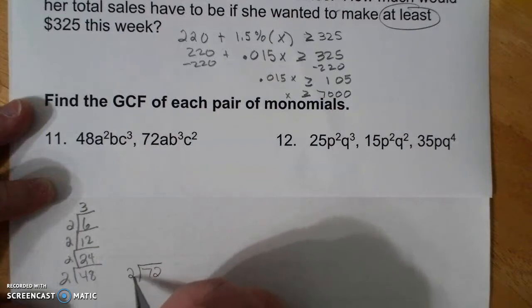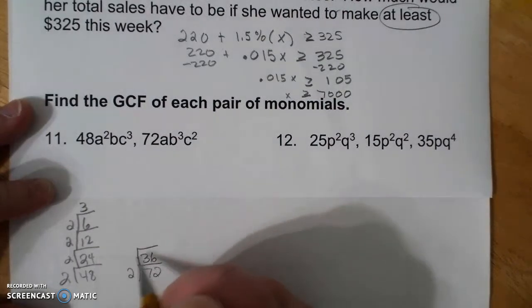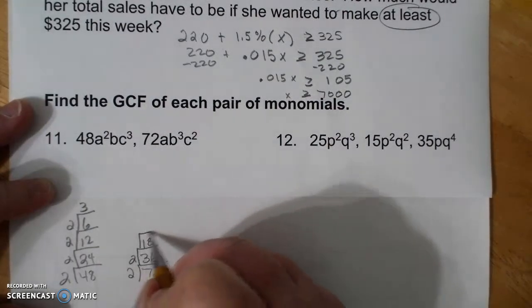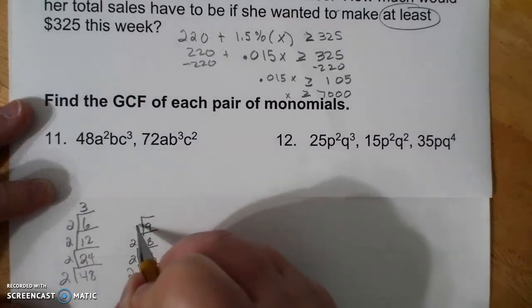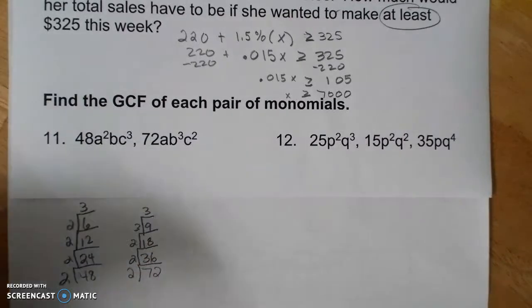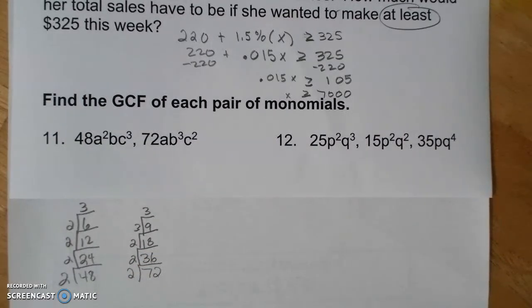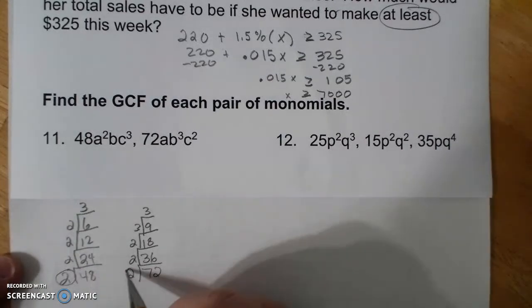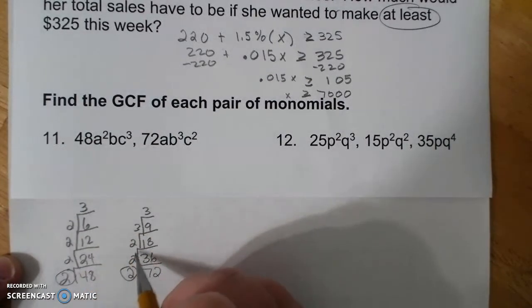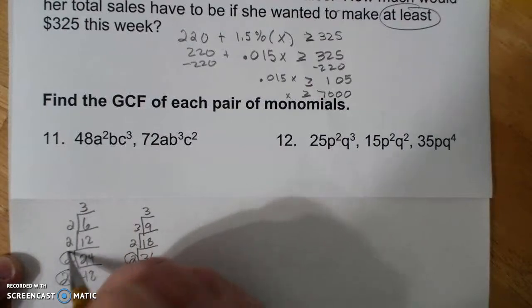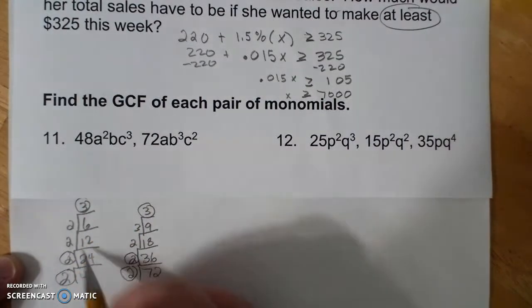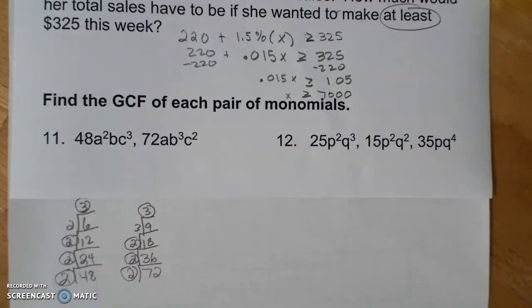72, you always start with 2, you get 36. 2, you get 18. 2, you get 9. 3, you get 3. You then circle everybody who's in common. A 2 and a 2, a 2 and a 2, and a 3 and a 3, and a 2 and a 2.